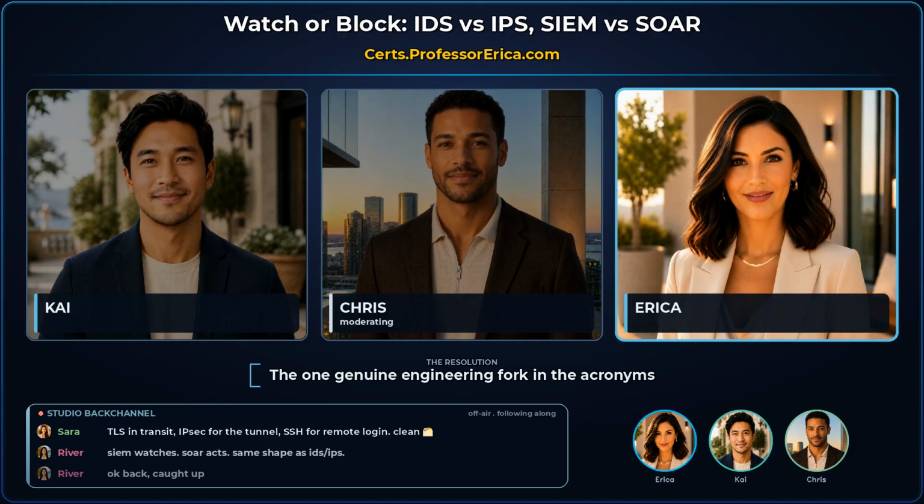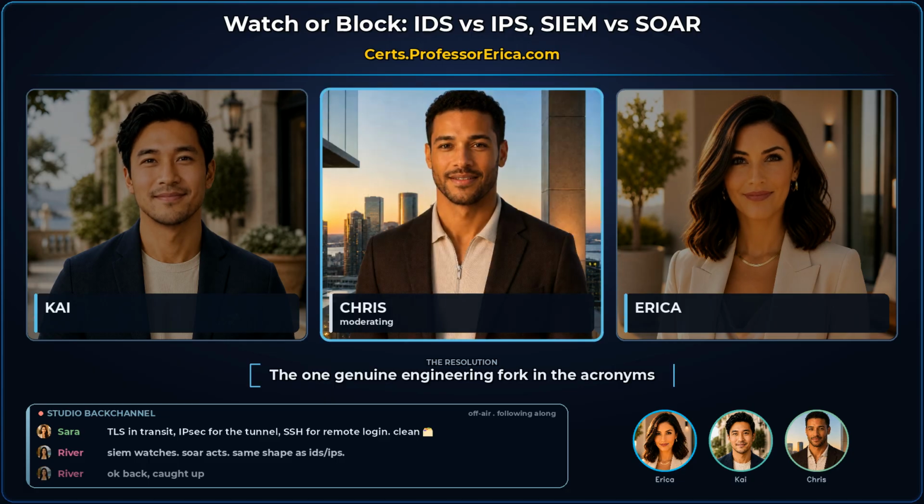And notice how the whole family rhymes once you sort it. The same watch versus act split shows up 3 times. IDS watches and IPS acts. SIEM watches and SOAR acts. Even a plain log feeds the watcher and the playbook feeds the actor. Learn the pattern once and 4 acronyms fall into place together.